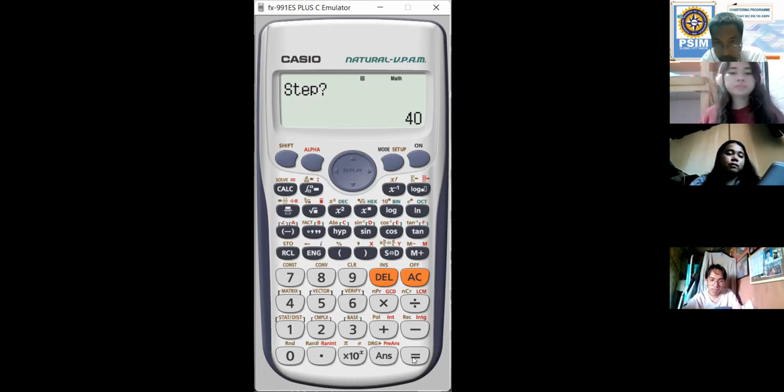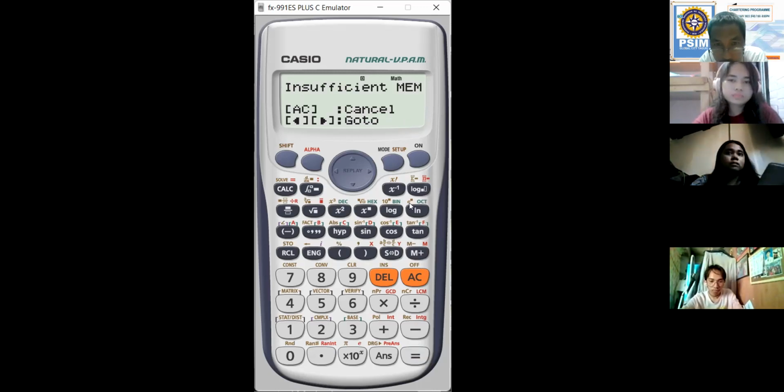And that's good. Let's do it 20. Let's put 20 here. Okay, 20. Then press enter and we will have insufficient memory. Our calculator cannot do it because of insufficient memory. And therefore, because we already know the values for negative 340 and negative 300, let's start with negative 220.